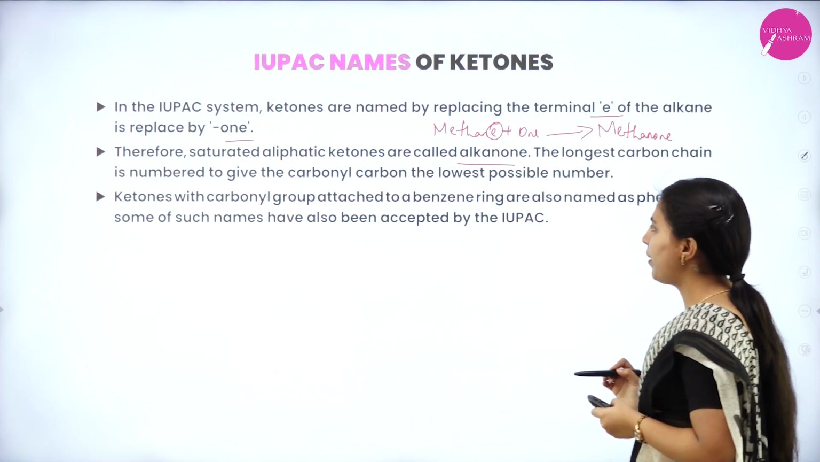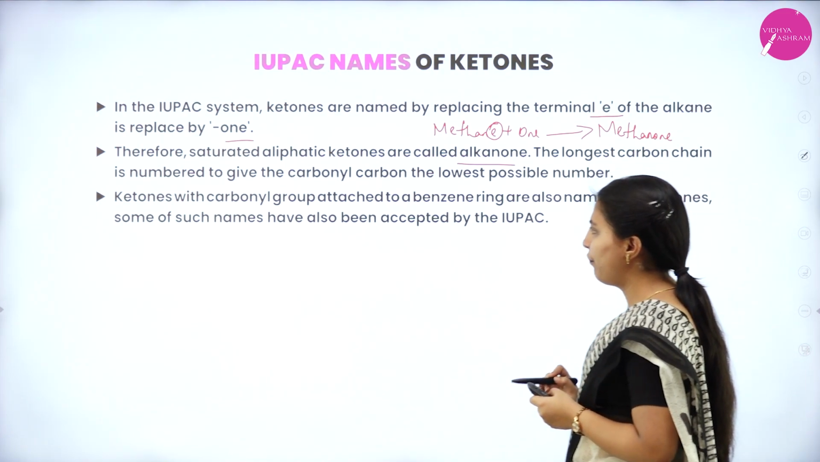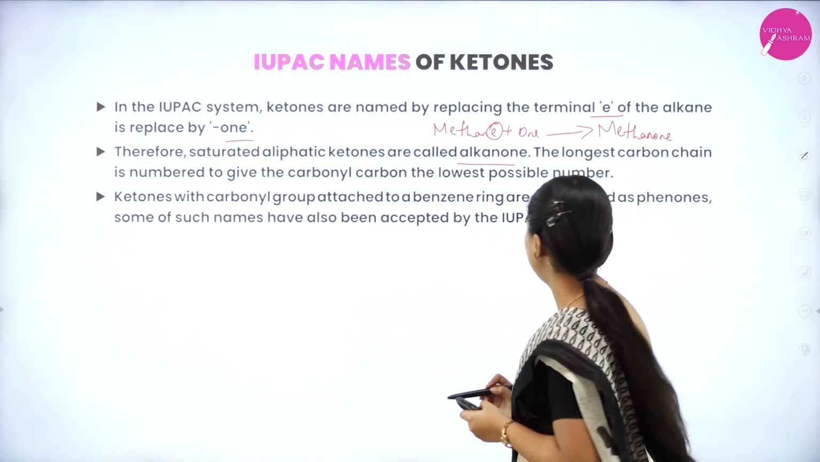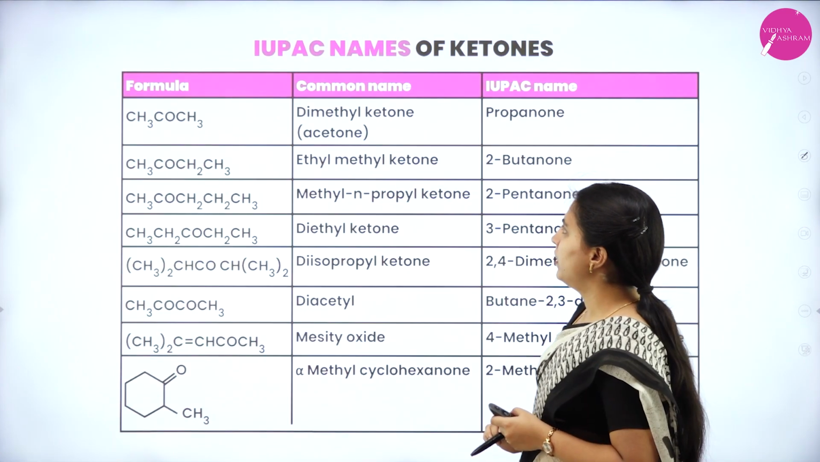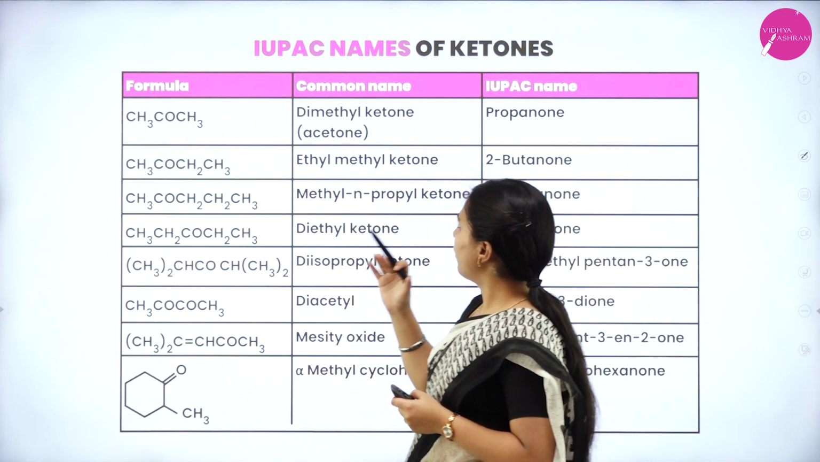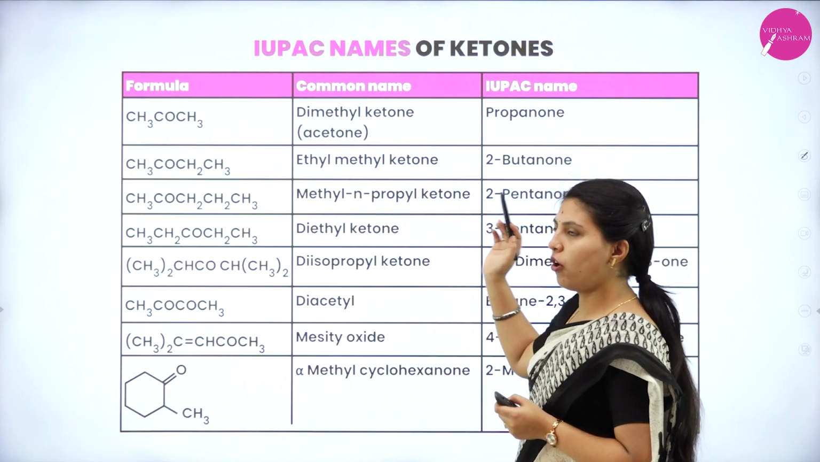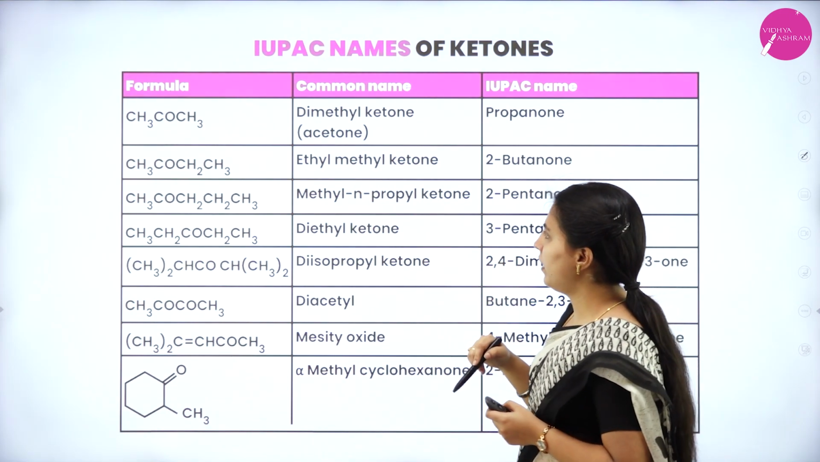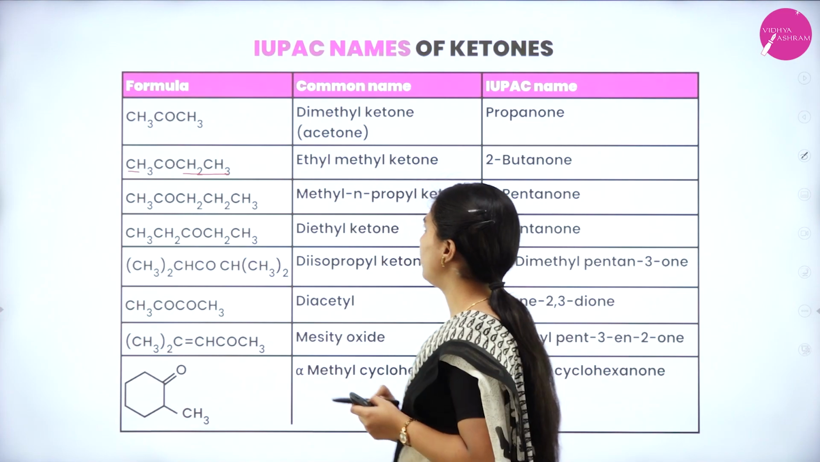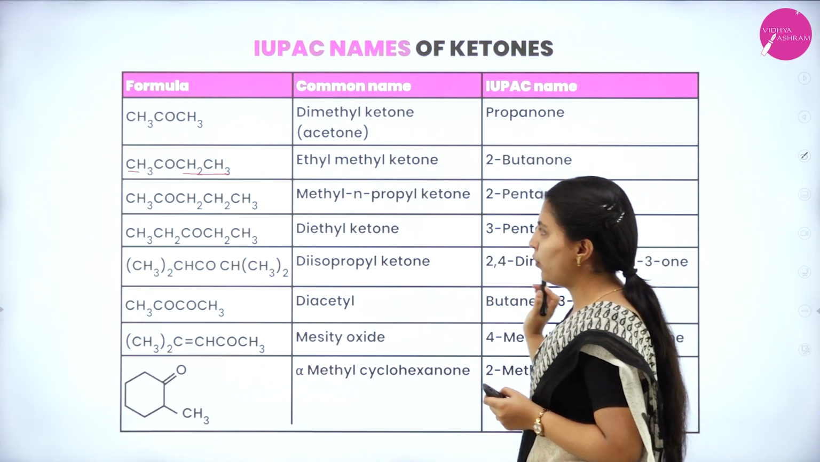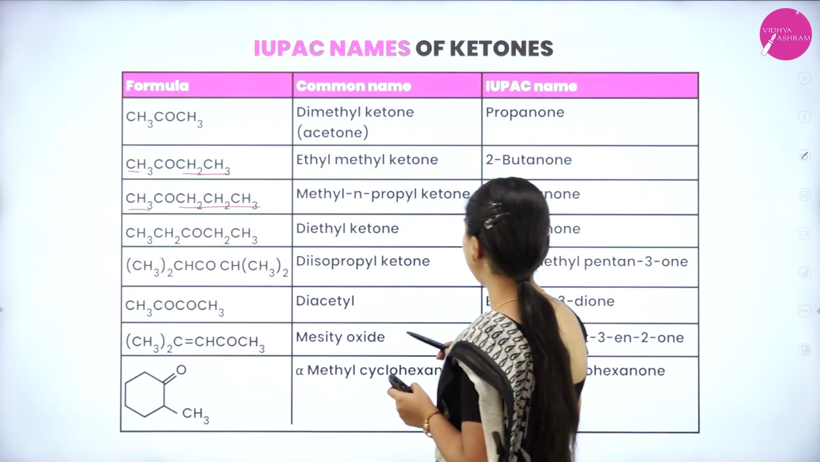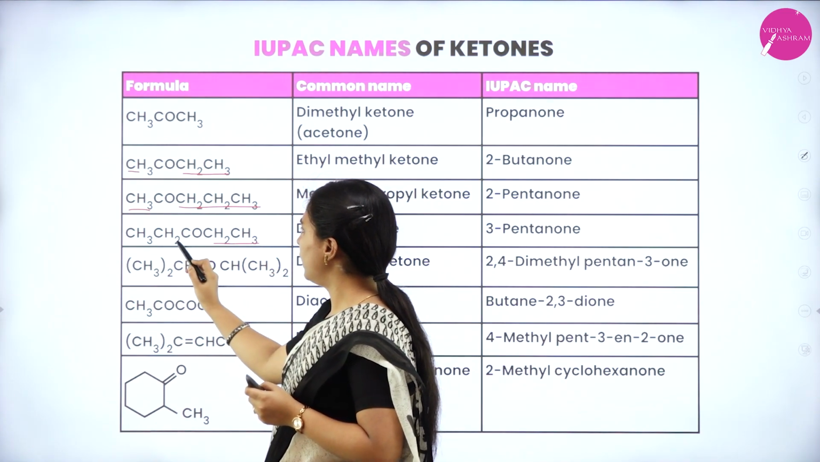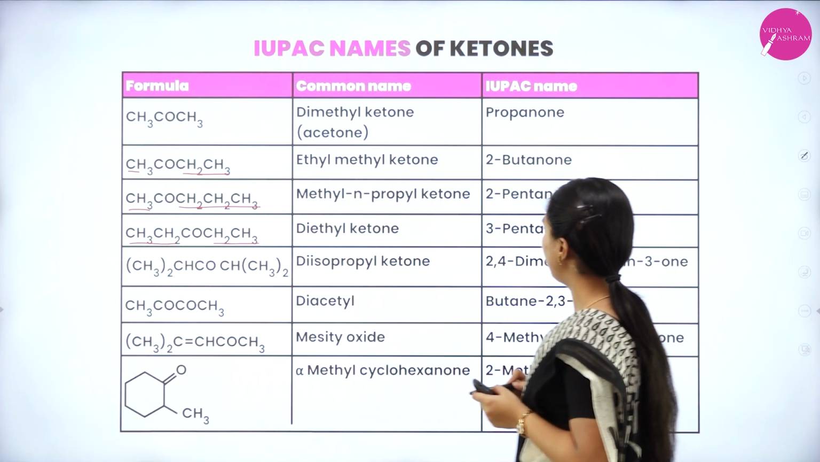Ketones with the carbonyl group attached to a benzene ring are also named as phenones. Some of these names have also been accepted by IUPAC. Here CH3COCH3, dimethyl ketone or acetone, propanone, because three carbon atoms are there. This is methyl and this is ethyl, so ethyl methyl ketone, 2-butanone. Methyl n-propyl ketone, 2-pentanone. Diethyl ketone, here also ethyl and here also ethyl, so diethyl ketone, 3-pentanone.